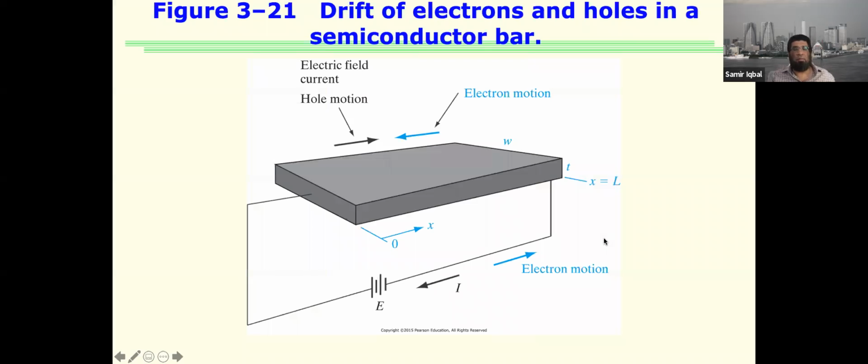All right. So we built on top of this and we calculate simply in a bar how much is the current because of drift. You have questions and homework on this as well. If you have a bar of semiconductor material with length L, width W, and thickness T, and you apply voltage V, current I. Now you have to know that the current because of electrons is taken in the opposite direction. So this is the electron current, and it's taken opposite to the electric field.